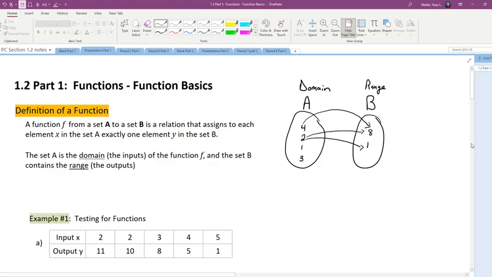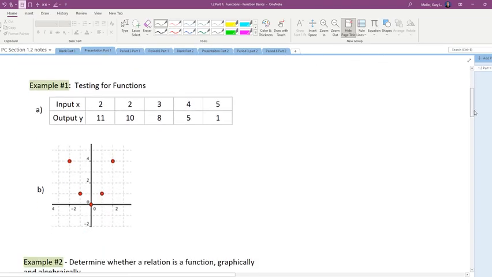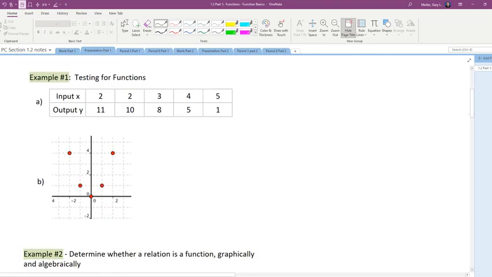Okay, so example number 1, testing for functions. We have some relations here, and what we want to do is take a look and figure out if they are, in fact, functions or not. Really what you're looking for is simply, is your input listed more than once? Especially in a table, we see that 2 is going to 11, but 2 is also going to 10. 3 only goes one place, 4, 5 only goes one place. Those all happen once, so that's fine. But the fact that we have at least one spot where the domain has two different numbers in the range means that would not be a function.